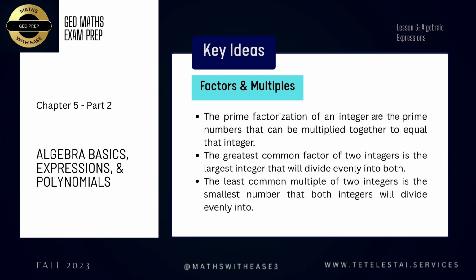The next portion of our lesson is on factors and multiples. And the key idea to remember is that prime factorization of an integer are the prime numbers that can be multiplied together to equal that integer. So for example, an integer is a whole number, right? So if we had 4, for example, okay, that's a whole number or an integer. And then what are the factors or the numbers that can be multiplied together to give us 4? Well, 2 times 2, right? So 2 would be a prime factor of 4.